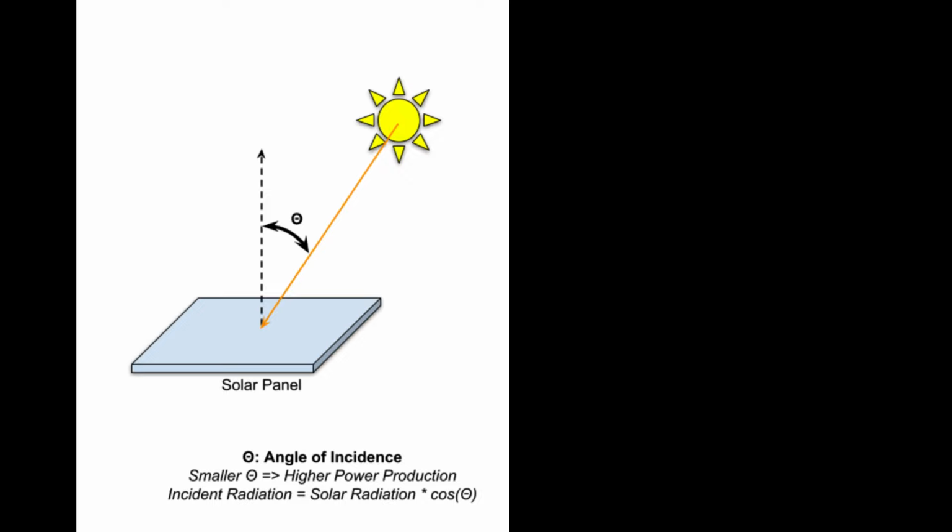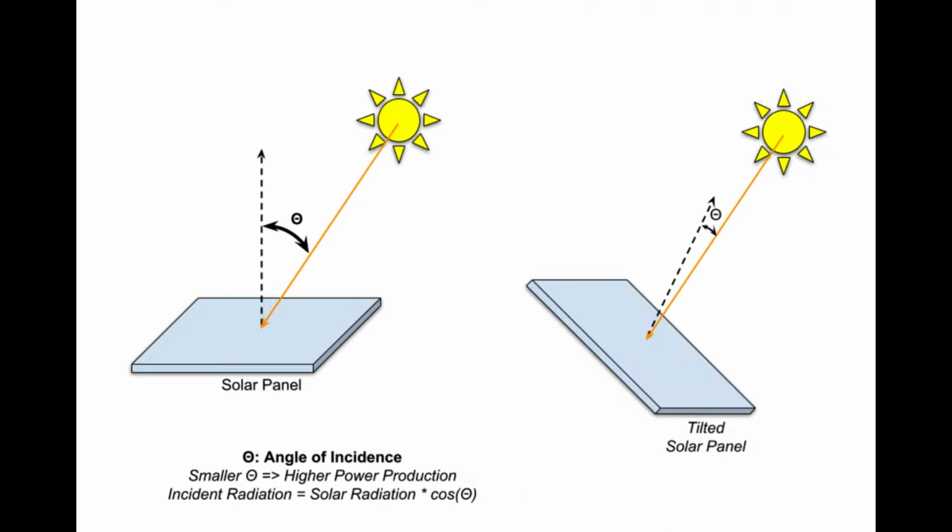Let's look at the relevance of angle of incidence and the solar radiation that a solar panel can convert to useful energy. Quite simply, it's the angle between solar rays and an imaginary perpendicular drawn from the solar panel plane. The smaller the incidence angle, the more direct the sun rays on the solar panel, and hence higher power production.